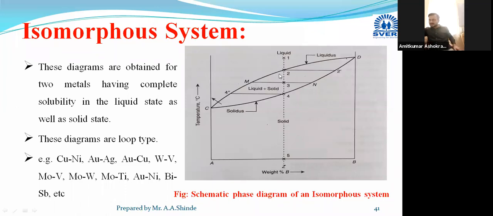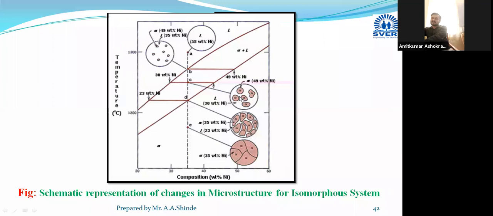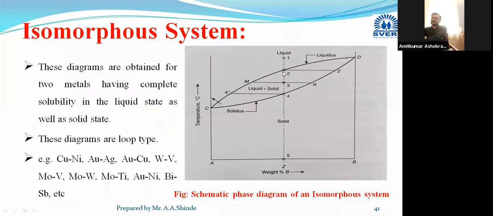That's why in an isomorphous system only one composition you have to consider, and explain its microstructural changes. Now here I have considered this curve. Now I will explain the microstructural changes, and in the next slide I have drawn the microstructural changes also. Same loop is there, I have just enlarged that loop here, and I have marked it by points A, B, C, D. Here I have marked it by 1, 2, 3, 4 and 5.